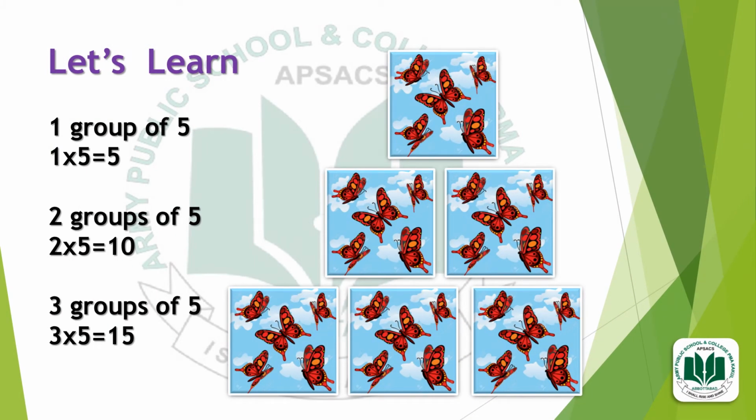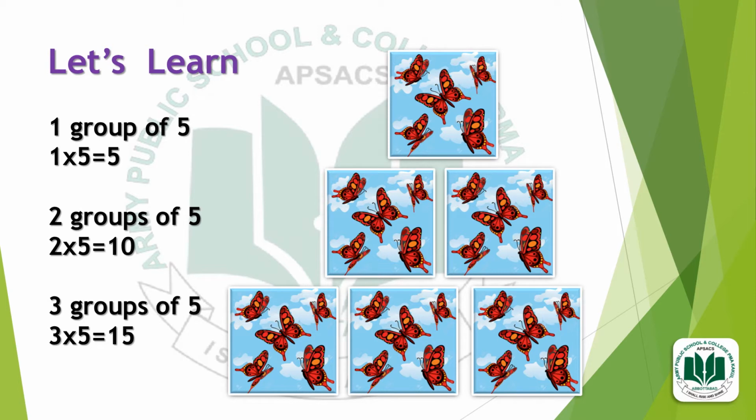Students, different groups of butterflies are given as you can see on a screen and you have to find the total number of butterflies. In each group we have 5 butterflies. First we have one group of 5 butterflies. One group of 5 means 1 multiplied by 5. 5 ones are 5. So we have 5 butterflies in one group.